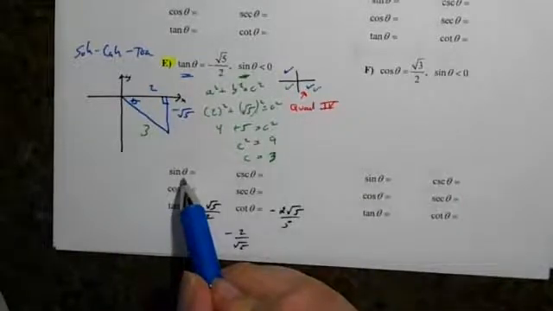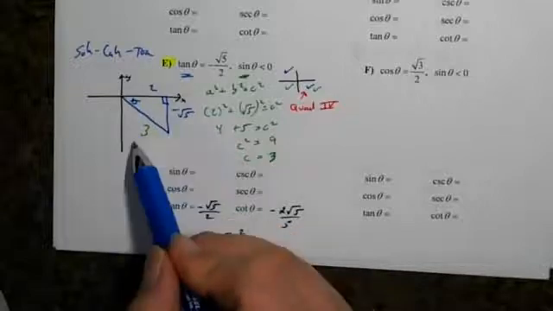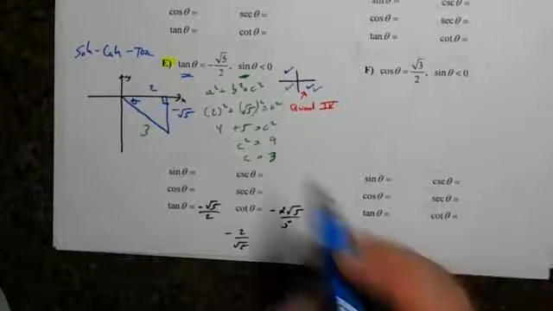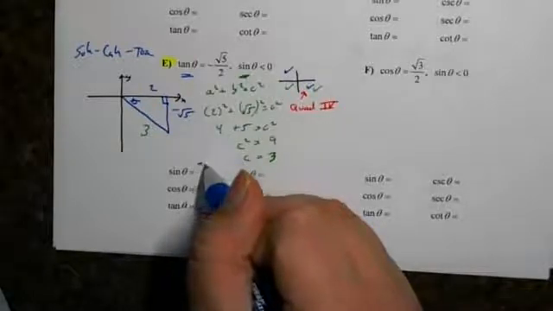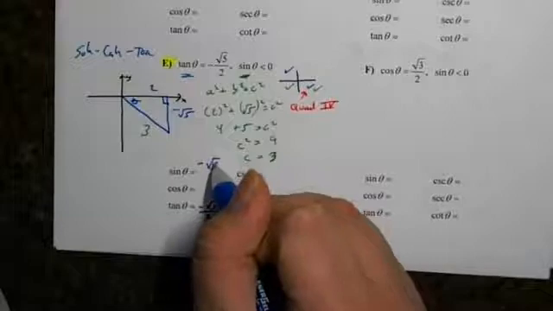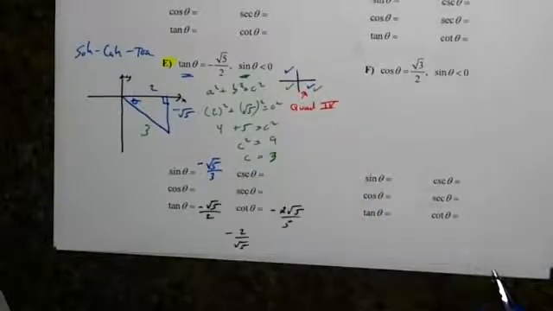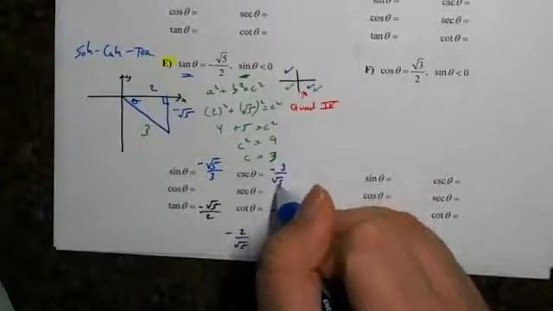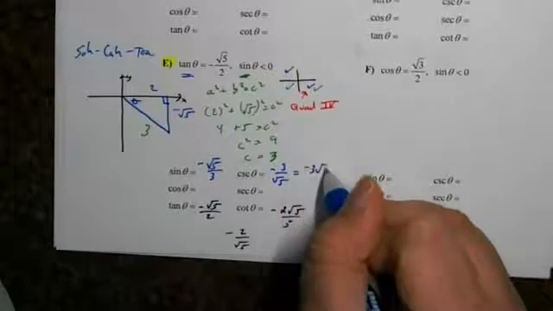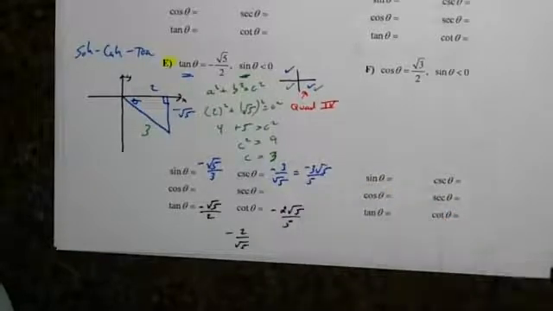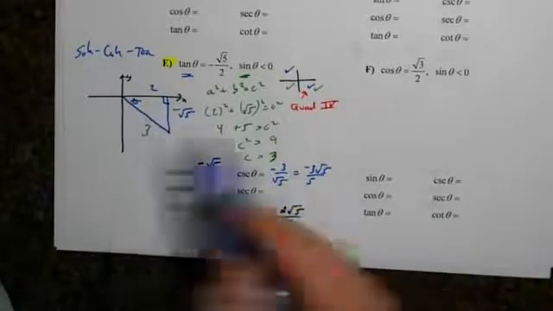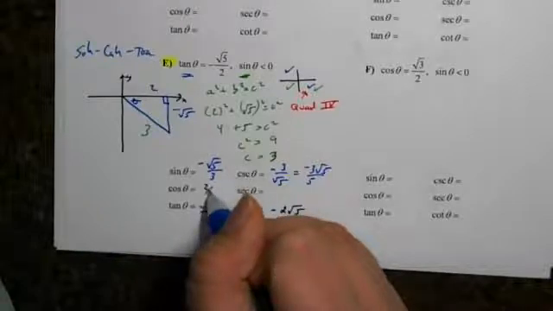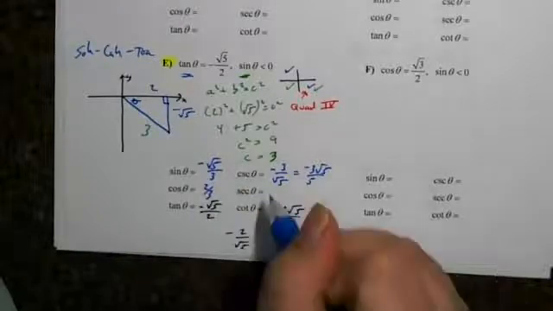The sine of theta is opposite over hypotenuse. So the sine is negative square root 5 over 3. The cosecant is negative 3 over the square root of 5. And if I rationalize that, negative 3 square root 5 over 5. There's the cosecant. And the cosine is adjacent over hypotenuse, so the cosine is positive 2/3, which means the secant is a reciprocal, which is 3/2.